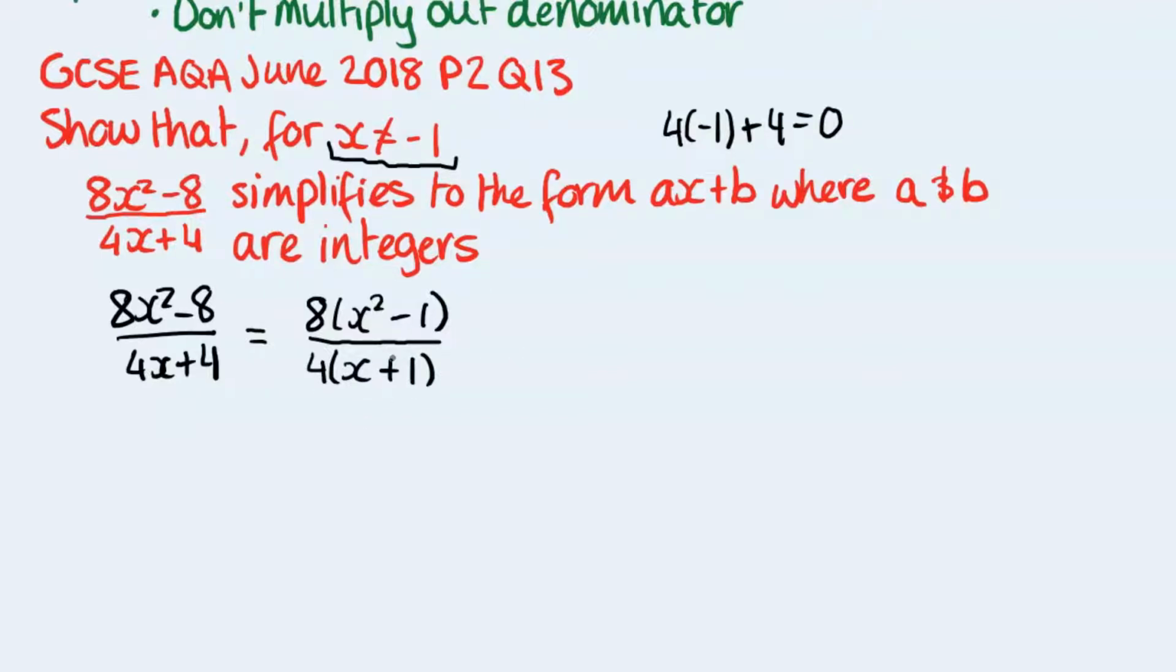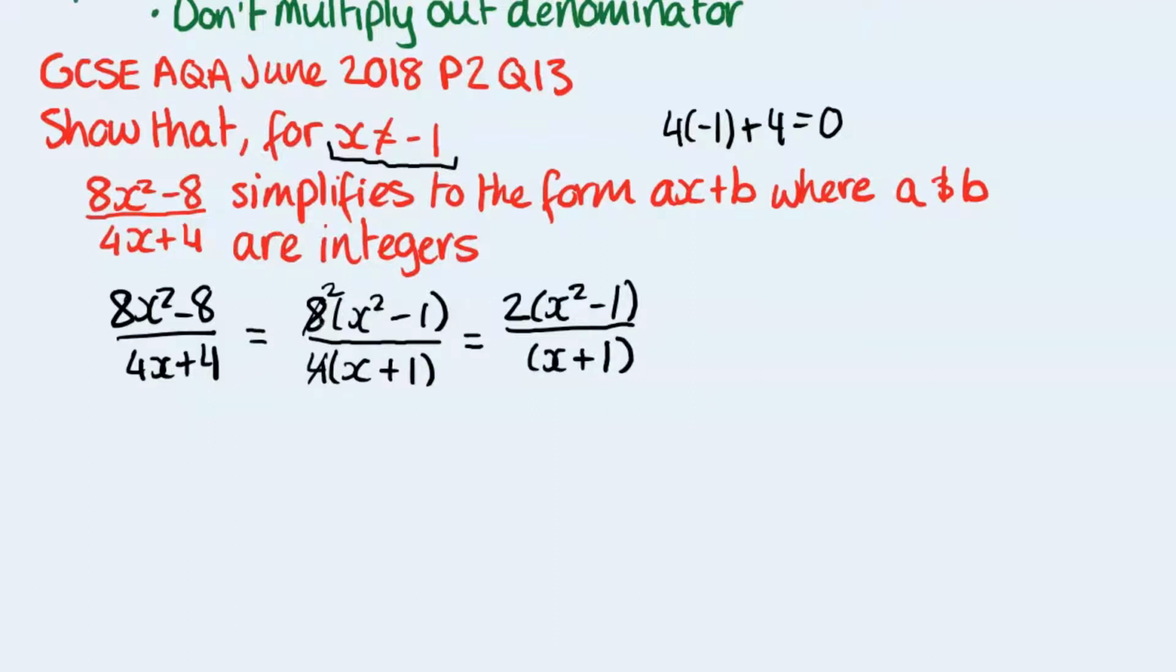Now, can I simplify this yet? Well, I can definitely simplify the numbers. 8 divided by 4 will be 2, so this will cancel down and this will go to 2. So let's write that out. It'll be 2 times x squared minus 1 all over x plus 1.